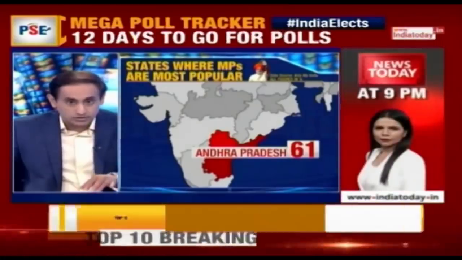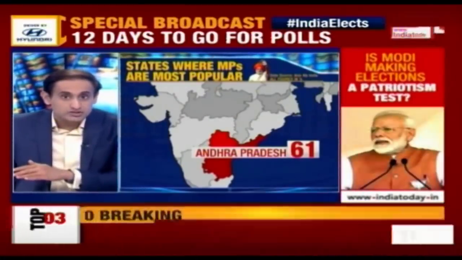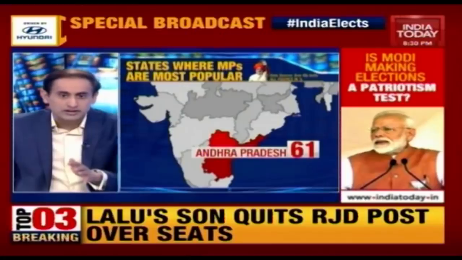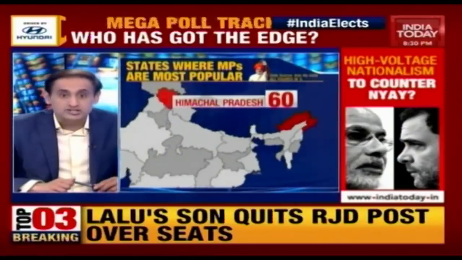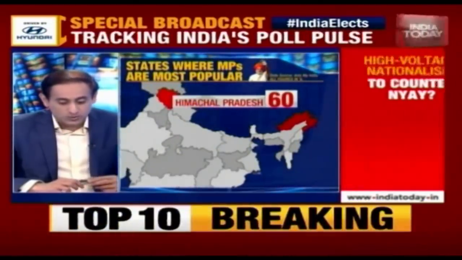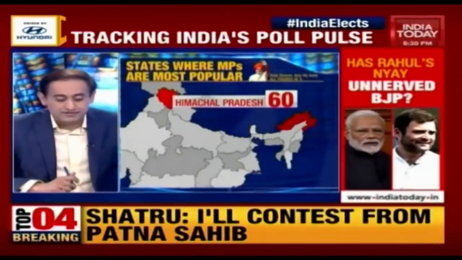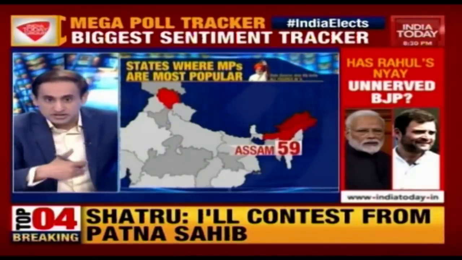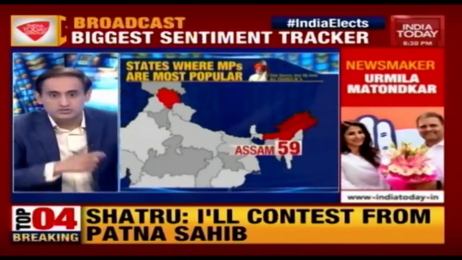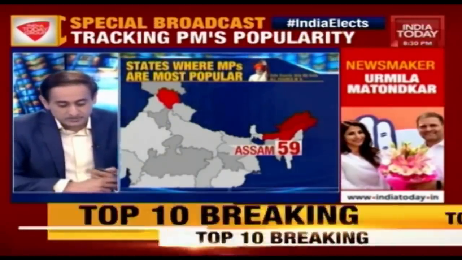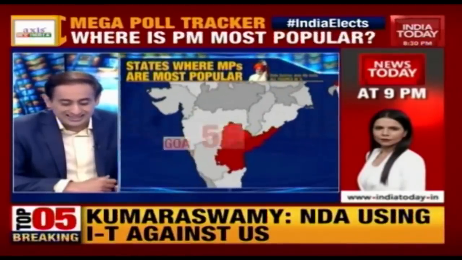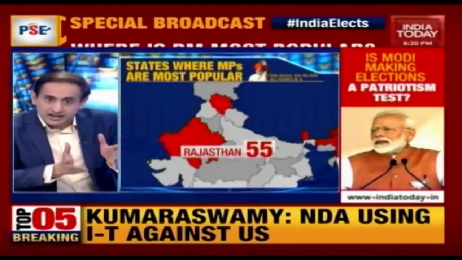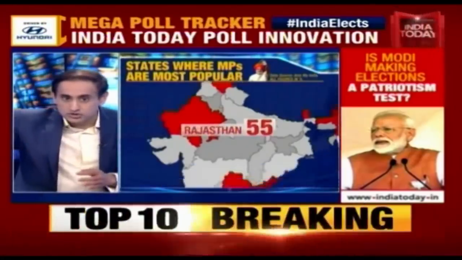This is important because here there is the TDP, and the TDP is generally perceived as an unpopular government. However, the MPs seem to be rated fairly well. There is Himachal Pradesh, where the BJP dominated in the last Lok Sabha elections, where 60% of respondents like their MPs, and 59% in Assam. In Assam, the BJP made inroads but didn't sweep the way it swept some of the Hindi heartland states, but MPs are rated positively. Then Sikkim, Goa, Rajasthan, Karnataka, Meghalaya and Kerala. Kerala is interesting because there is no BJP MP, but despite that, people seem to like the MPs they have. I want to go to Yashwant Deshmukh.